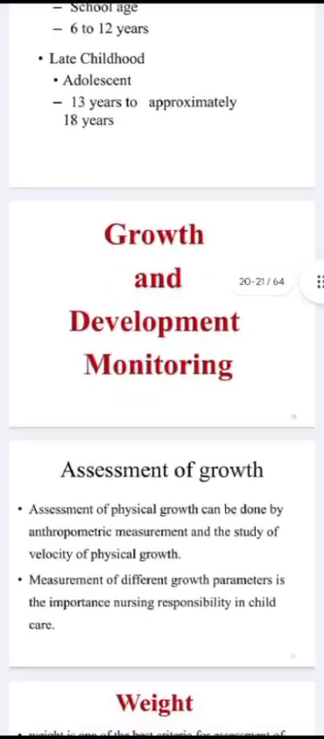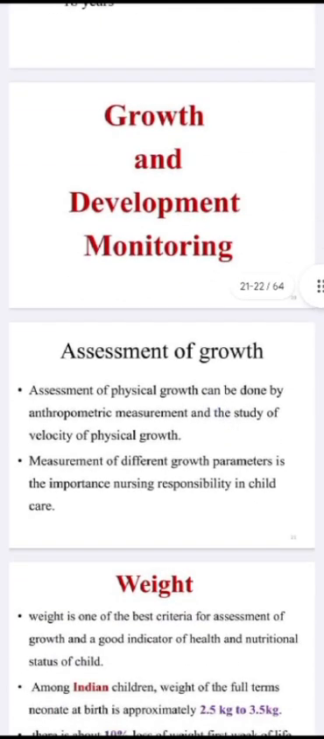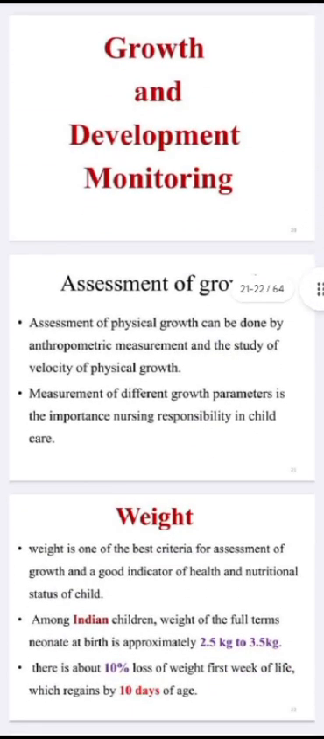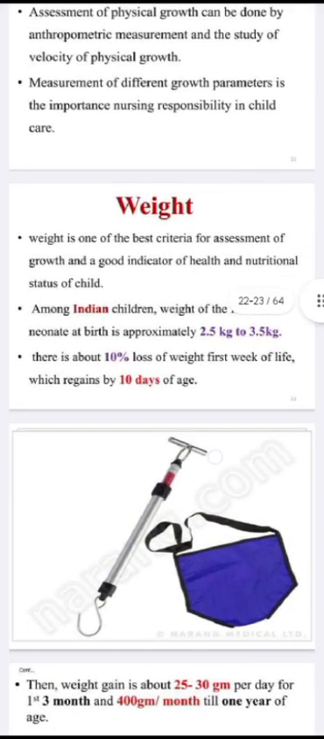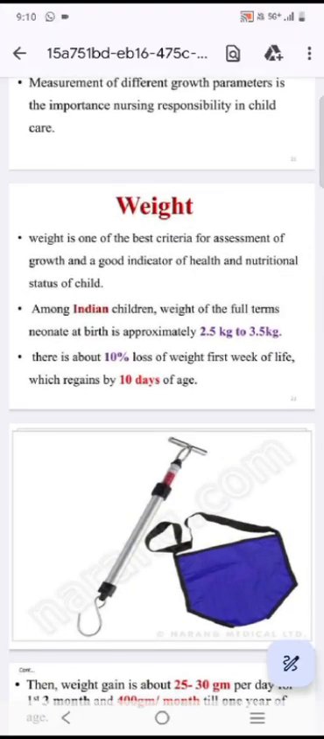Now we will see how we will monitor the growth and development. First of all, assessment of physical growth can be done by anthropometric measurement and the study of velocity of physical growth. Measurement of the different growth parameters is an important nursing responsibility in child care. Weight is one of the best criteria for assessment of growth and a good indicator of health and nutrition status of the child.